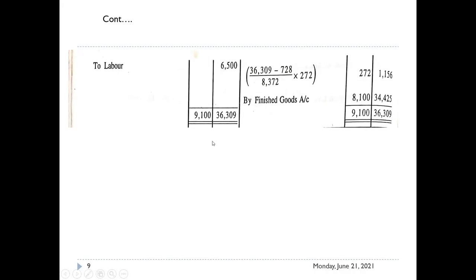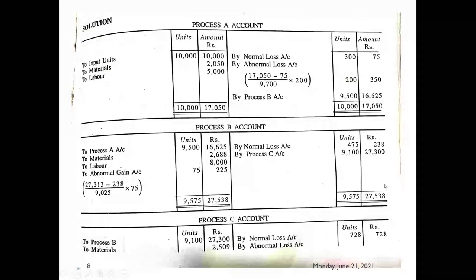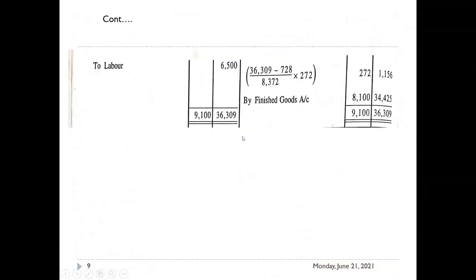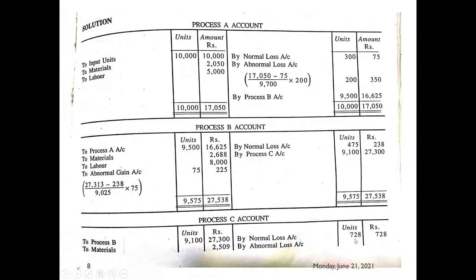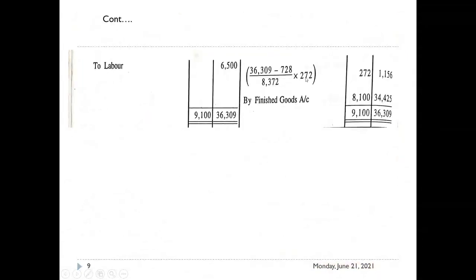Now close it. First of all, the unit column. Here you see the debit side total unit is higher than the credit side, 9,100, so the balancing figure will be 272. It will be by abnormal loss. Now you calculate the abnormal value. The normal cost of normal output means the debit side total minus the credit side normal value 728, divided by normal output, 9,100 minus 728, into 272. So the amount will be 1,156. Now balance it. The balancing figure will be 34,425.